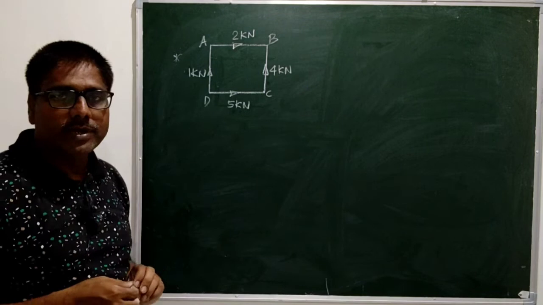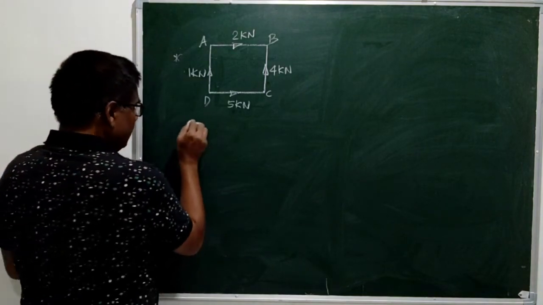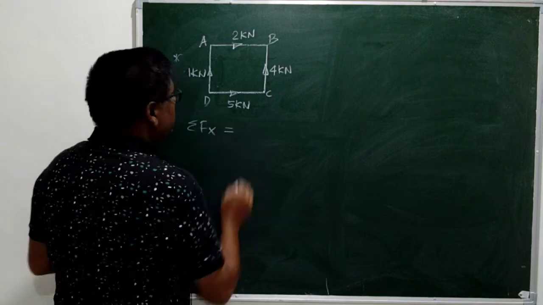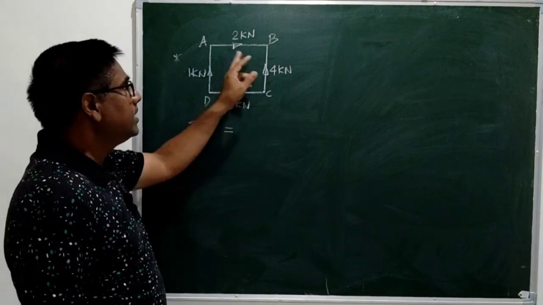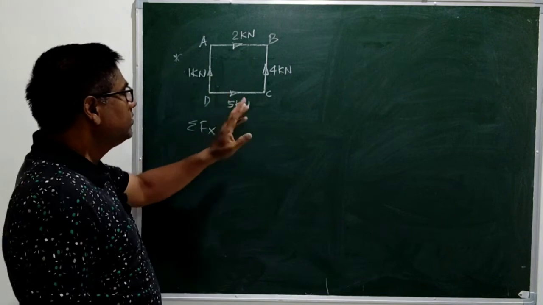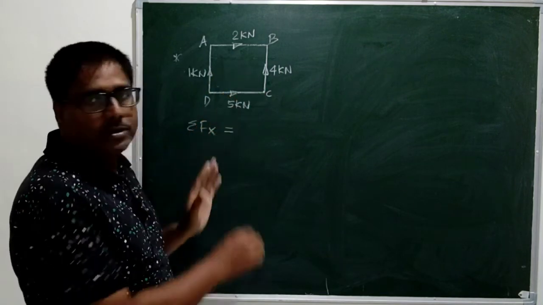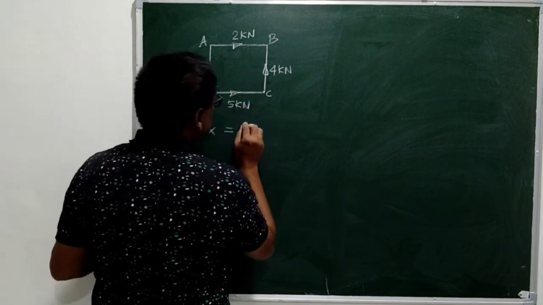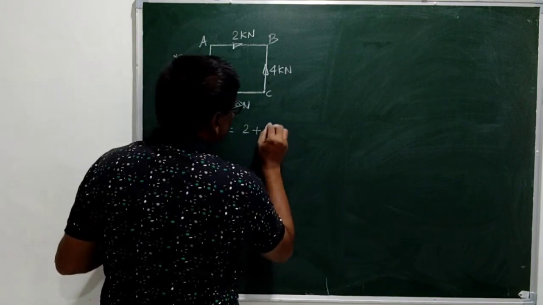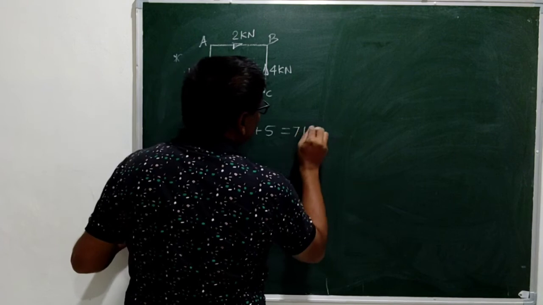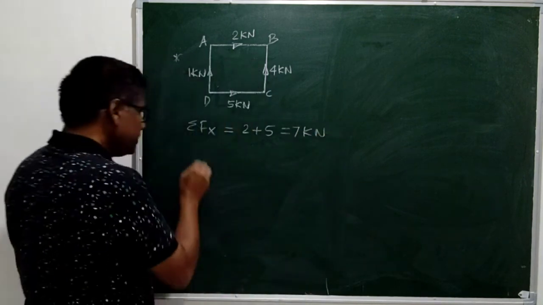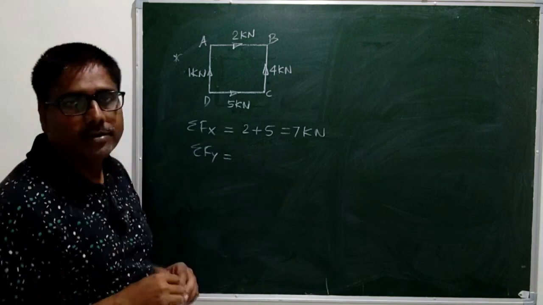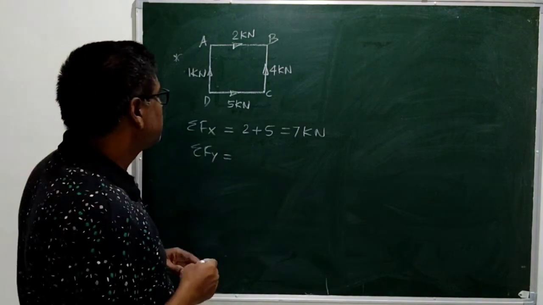Now let us find sigma Fx first, that is the summation of all horizontal forces. Here we have two forces acting in x direction, that is horizontal forces, and both are acting towards the right. Therefore we have to take positive sign for both the forces, that is 2 plus 5 is equal to 7 kilonewton. Now let's find sigma Fy, that is the summation of all forces acting in y direction, that is vertical forces.